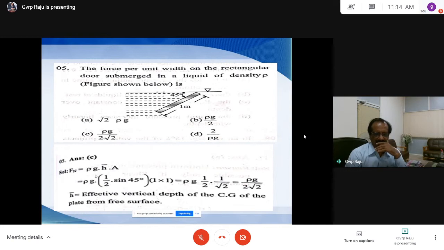So W is equal to rho G, which is equal to 1 by 2, and this is 1, and 1 by root 2. So that is equal to answer C, rho G by 2 root 2. Simple equation: W, A, x bar. W is equal to rho G, A is the area, x bar is CG. You can get the side distance: sin 45 is equal to x by 0.5. Half.